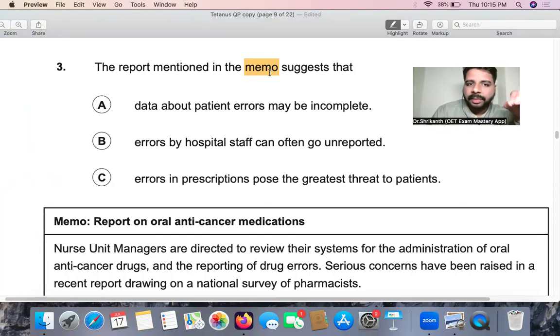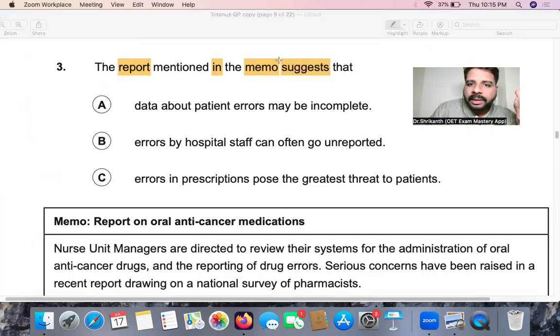Now, inside this memo there is a report. Report means some fact, like a news report. When you open a news channel, what are they doing? They're reporting the facts. So here a fact has been mentioned inside the memo. Now what is the question asking you? The question is asking you, what is this report suggesting? So your duty is to find what is the suggestion of this report. This is what you need to find out.